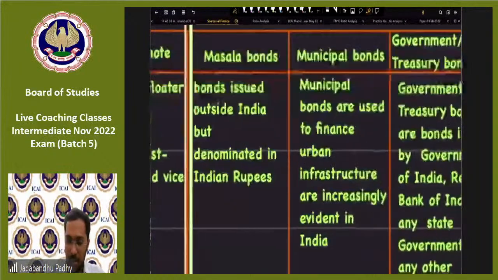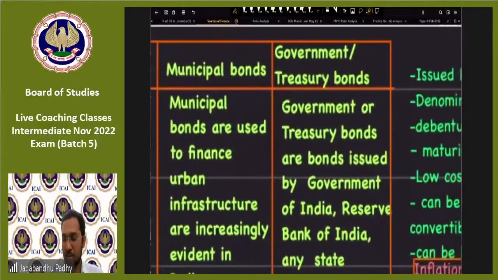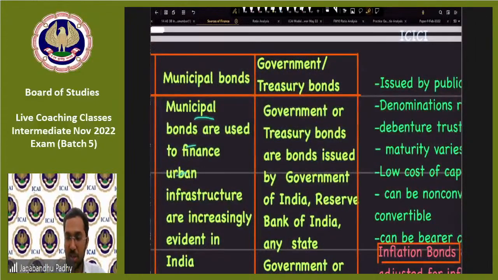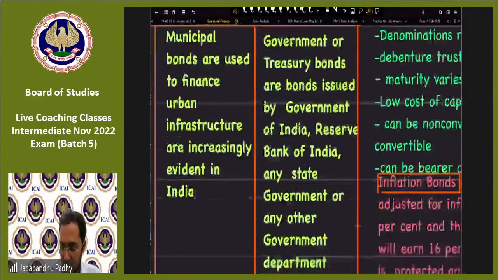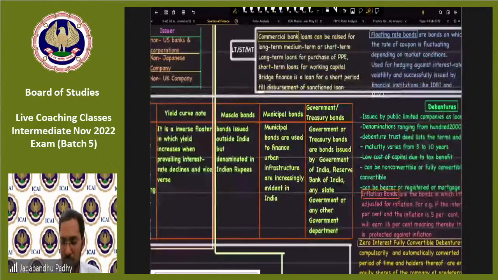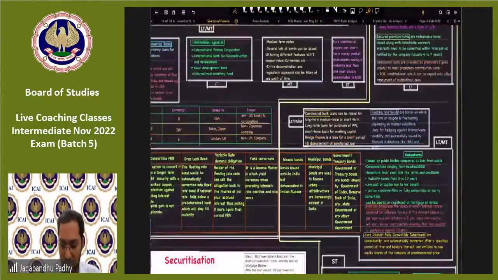Then, as we said, masala bonds, municipal bonds. Municipal bonds are basically issued by urban infrastructure bodies like Brihan Mumbai Municipal Corporation and Lucknow Municipal Corporation. They have got their bonds listed on the markets, in which the public invest money, and they use that money for development activities in the city. Government or treasury bonds are the bonds issued by the Government of India, RBI, any state government, or any government department also. So these are some other types of bonds.